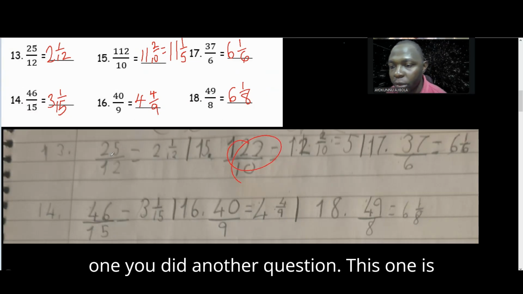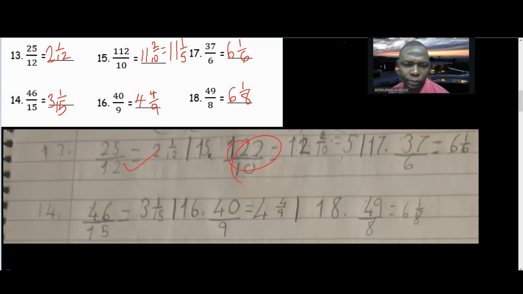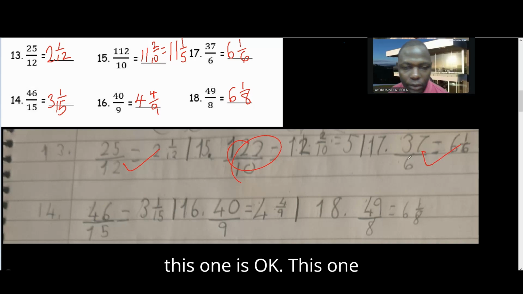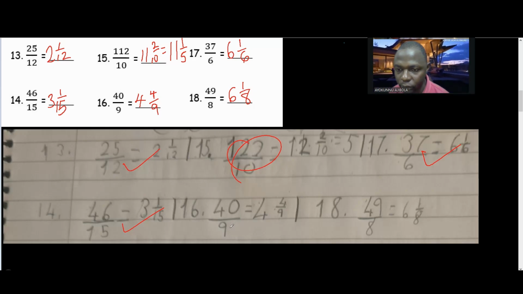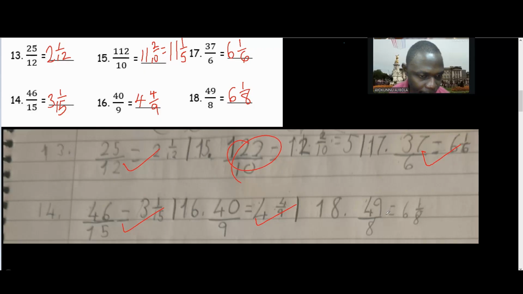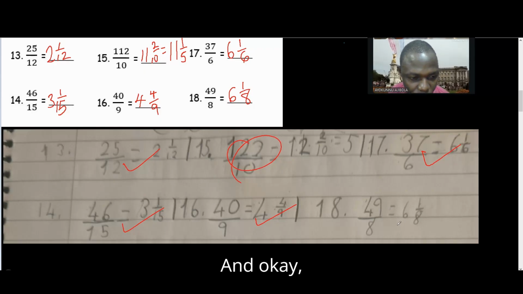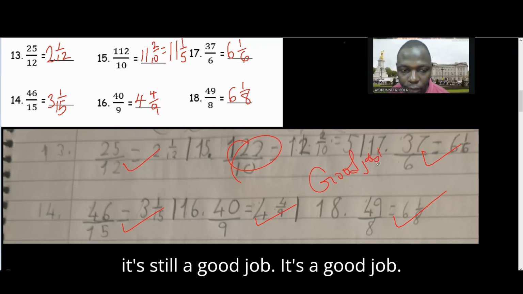So this one you did another question. This one is okay. It's still the same thing with that one. So this one is okay. This one is okay. Let's see, number 16. You have 4 for every 9. It's still a good job. It's a good job. So, hold on, I'm going to give you something to try next.